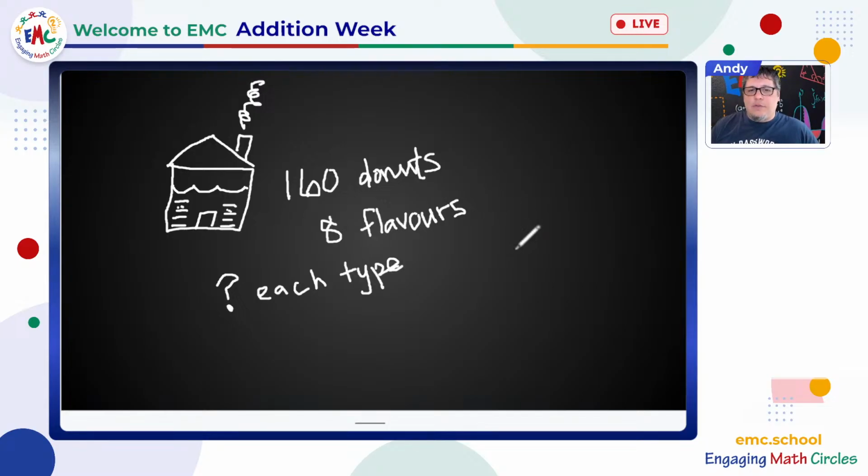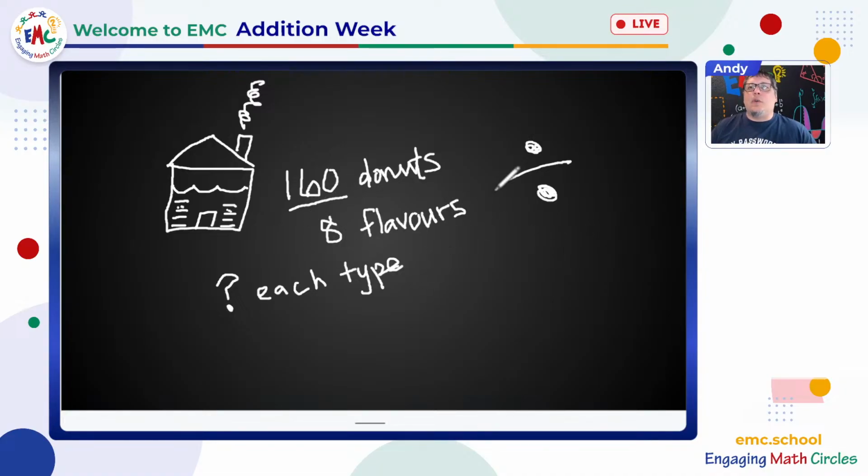Hey, anybody know which operation I should use? Okay, I'm taking these donuts and I'm splitting them onto 8 different shelves. That's right, we're going to use divide. We're going to divide these, because we want to split them up into 8 different shelves.